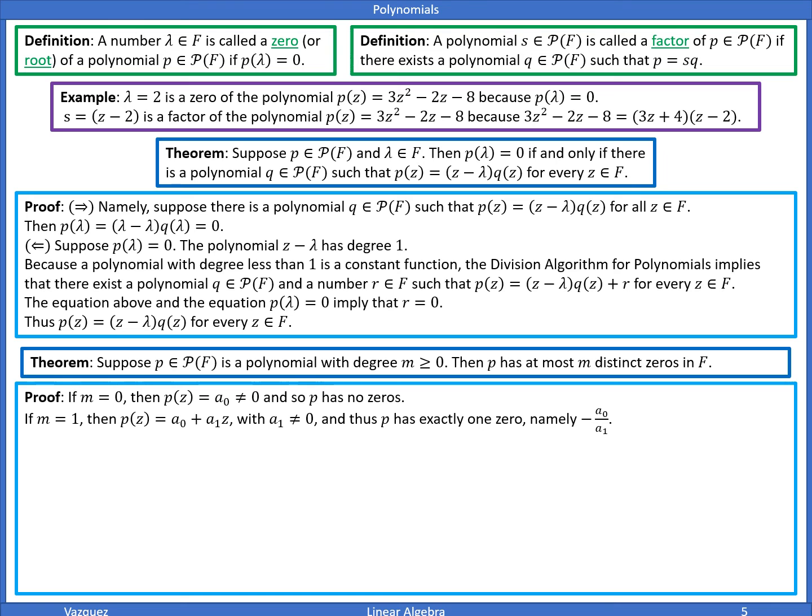Now, if m is equal to 1, wait, that wasn't even the base case. This is the base case. Sorry about that. If m is equal to 1, then p of z is a linear function, and we can find a zero, which is this here, negative a naught over a1.